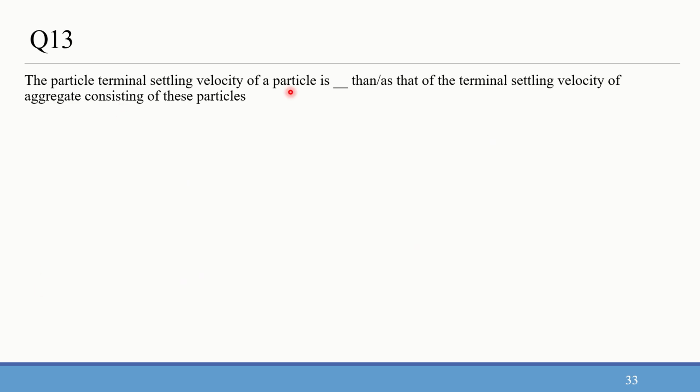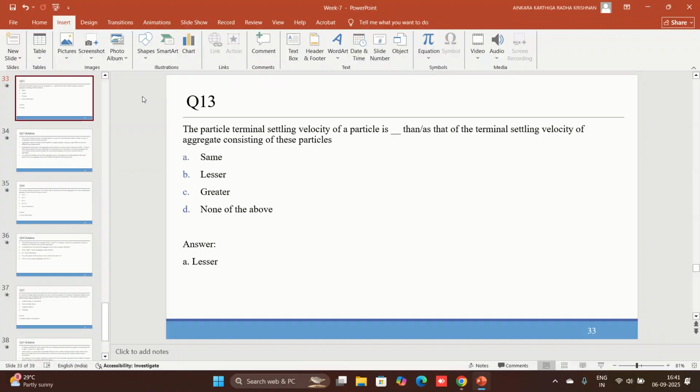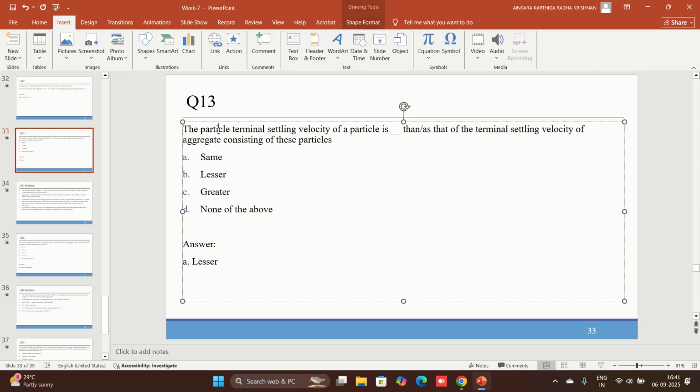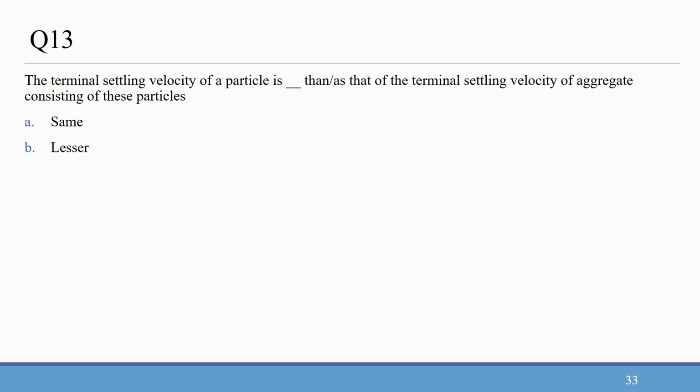The terminal settling velocity of a particle is dash than that of the terminal settling velocity of an aggregate consisting of these particles. Option A, same. Option B, lesser. Option C, greater. Option D, none of the above.